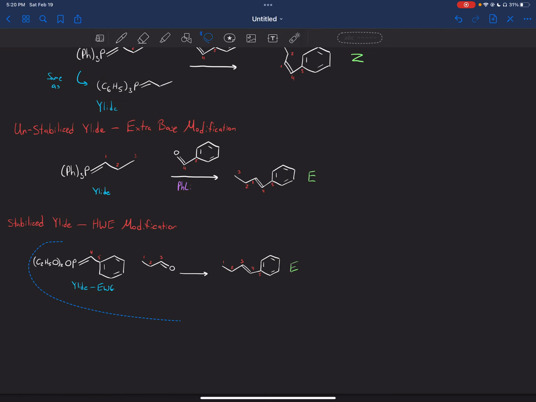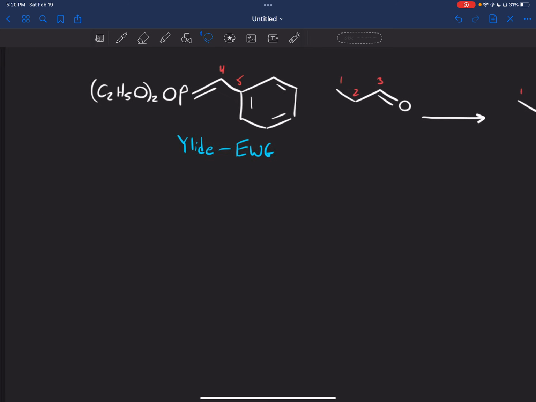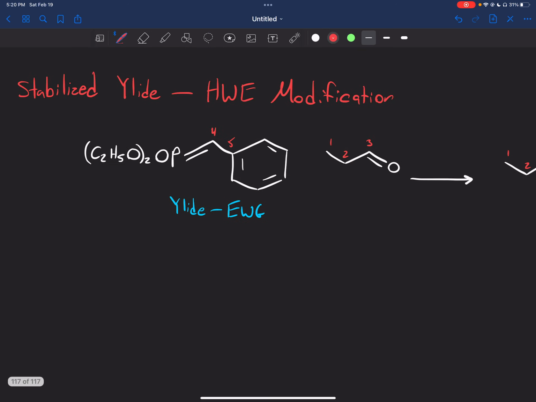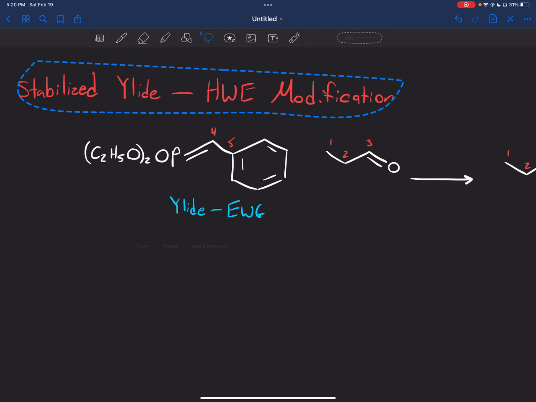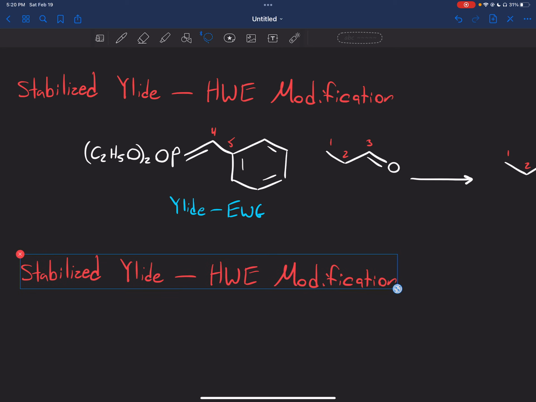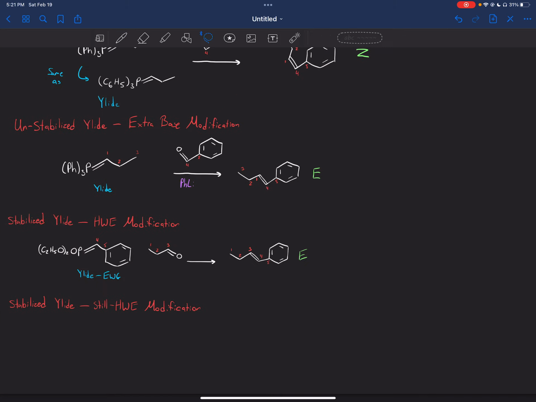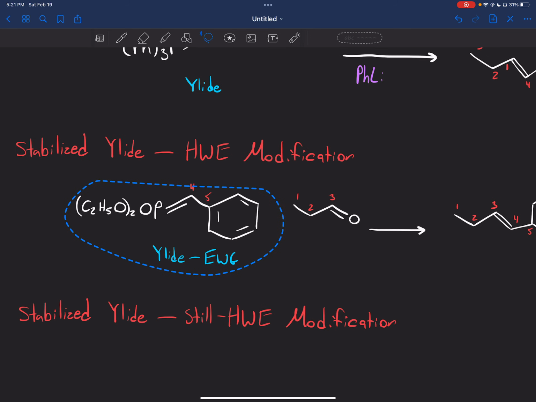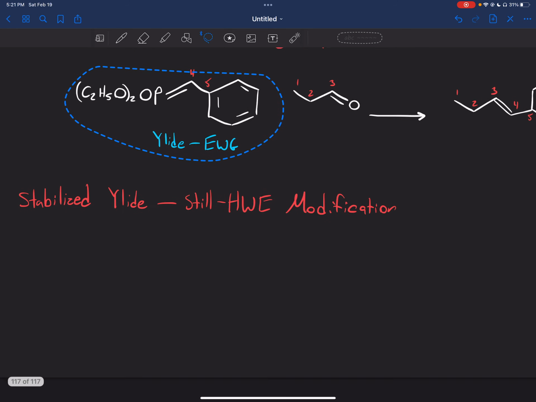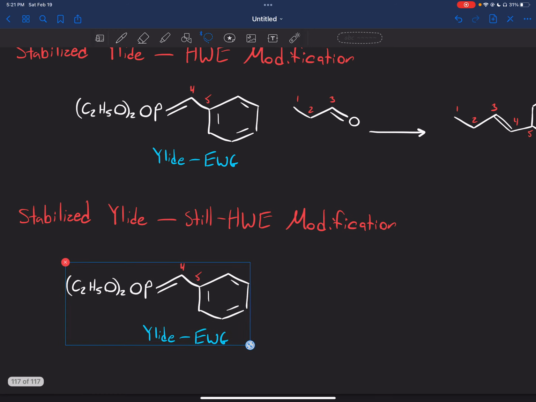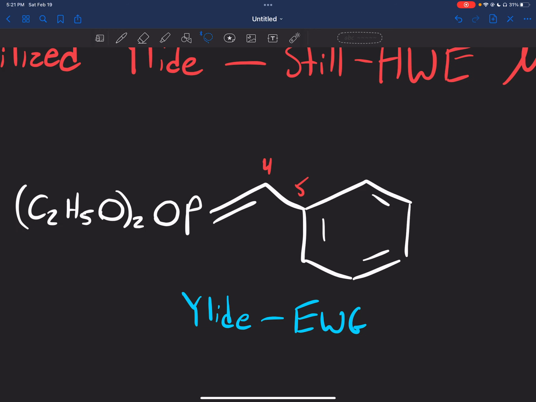The very last reaction of Wittig is the same idea. It's a stabilized ylid. But instead of using this HWE modification, we use a slightly different one. It's very similar. This one. And in the case of the ylid, it's also a little different. It still should have a withdrawing group. It's still got to be a resonance stabilized or electron withdrawing group ylid.